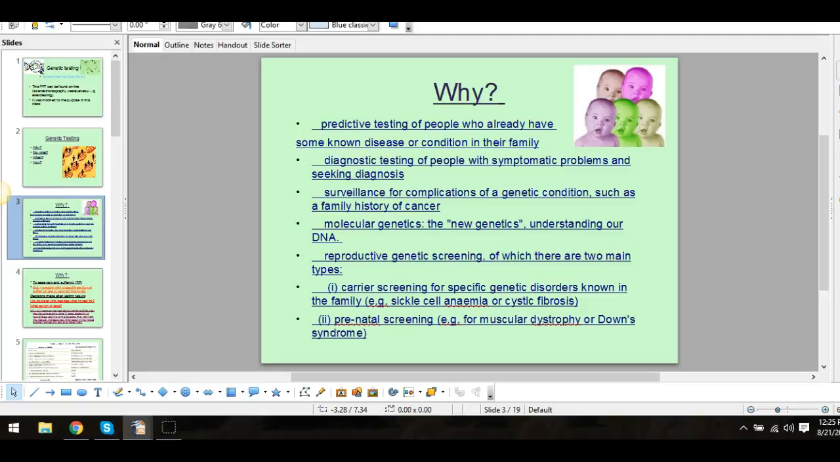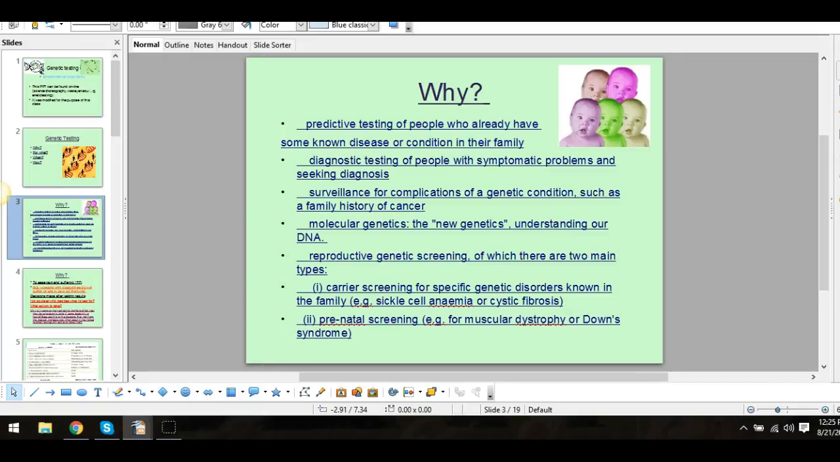We do that for reproductive genetic screening, of which there are two main types. The first one is carrier screening for specific genetic disorders known in the family, such as sickle cell anemia or cystic fibrosis, or we use it as prenatal screening for muscular dystrophy or Down syndrome.